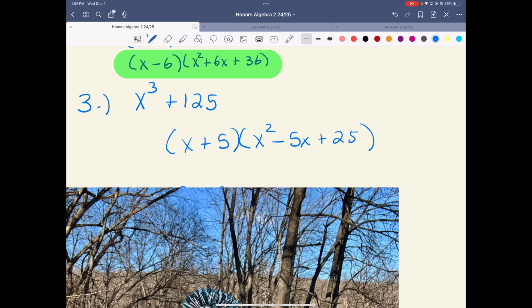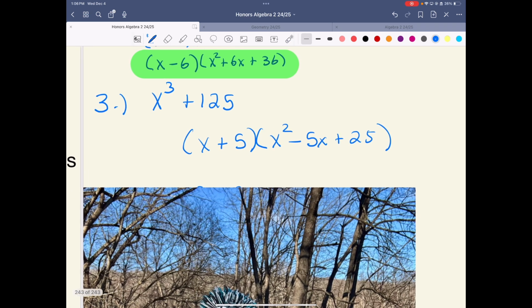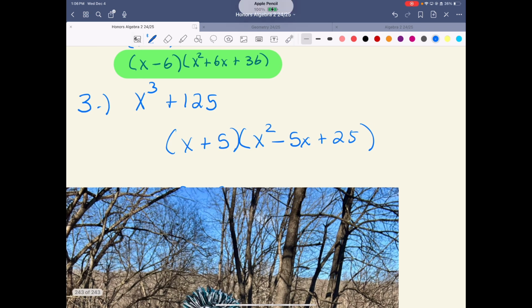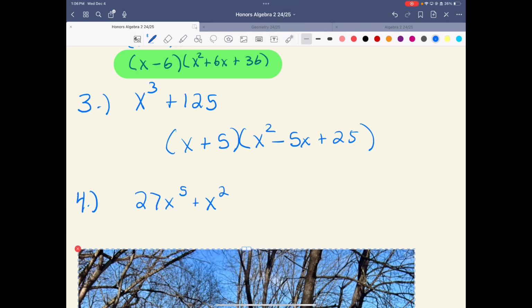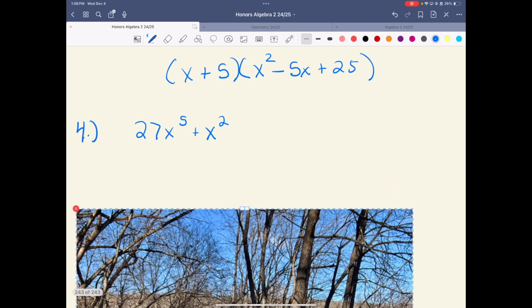And remember, you can always check these to make sure they work. If you want to make sure you're right, distribute it back out or do the box method to see if you're right or not. Okay? Next one. So let's start getting a little bit harder.